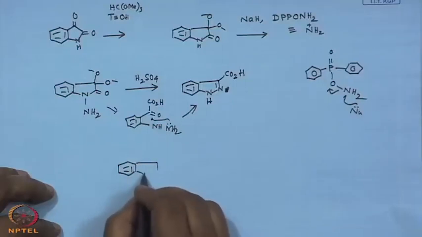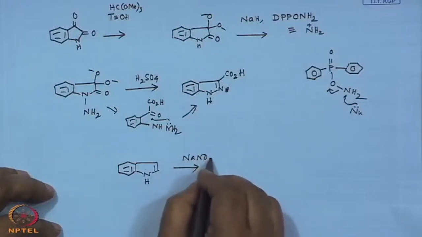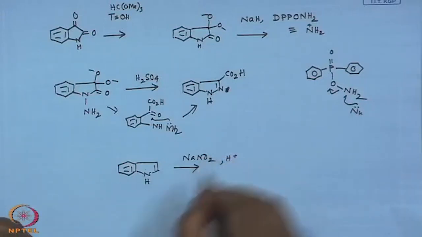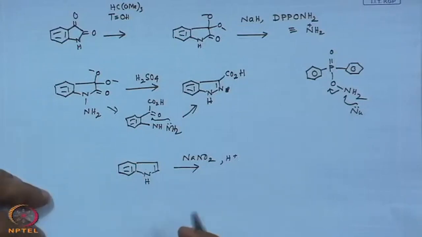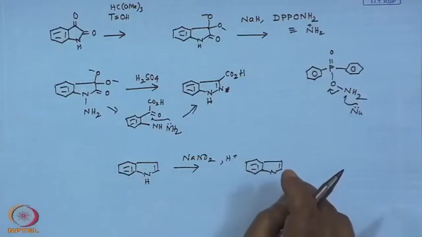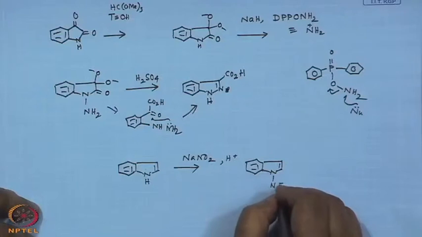I do not know whether you should be able to predict the product of this reaction. Let us say indole, all of us know, is a famous nucleus. Then this sodium nitrite also is a famous reagent, right? In the presence of acid, you get a new compound. So what could be the structure? Nitrosation, fine. Then what? NO plus, okay. Indole, all of us know, can undergo nitrosation at the 3 position or nitrogen. There are two possibilities, but with nitrous acid it is a hard one. So you can expect an N-nitrosation, right?